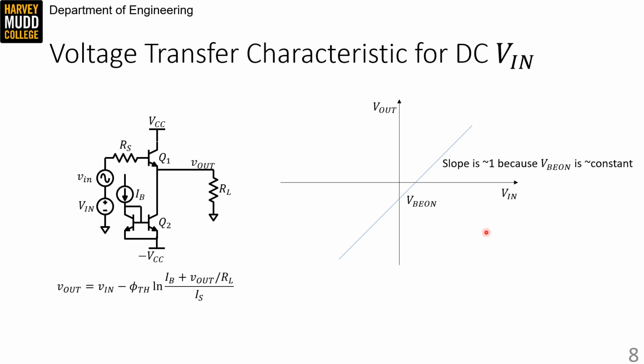This line has a value of 0 when V in is equal to VB on, and that's because of the diode drop across Q1 here. So when V in is equal to VB on, then V out is equal to 0, and there's no current dissipated in RL. So picking V in equal to VB on is a common choice, because then when your input signal isn't moving around, you have no DC power.